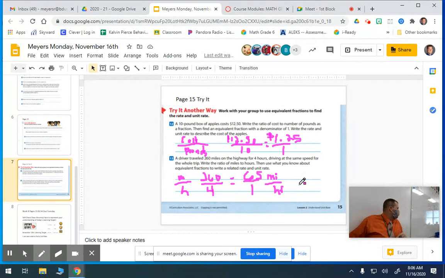We found a unit rate today. How much per 1? All you have to do to find a unit rate is just divide and do what the fraction says. Piece of cake? Got it? Yes, yeah? All right.